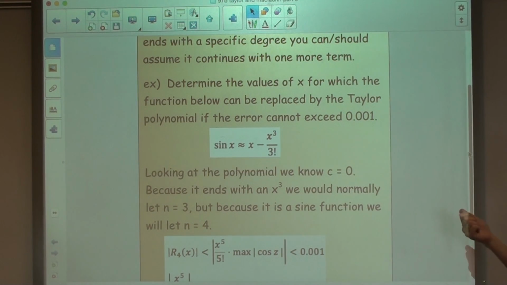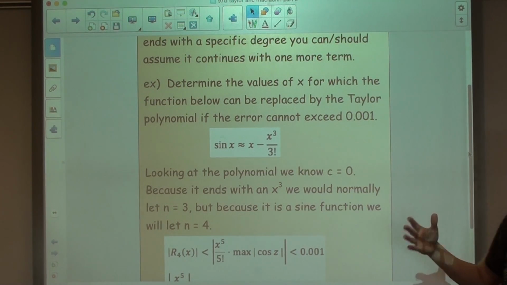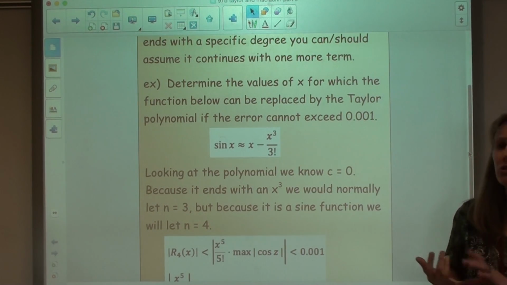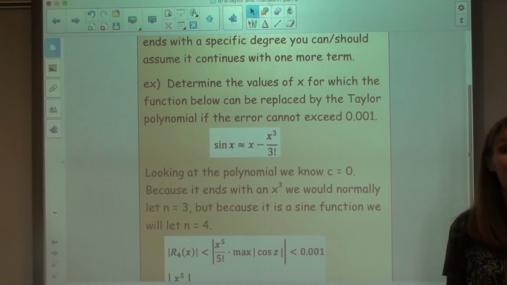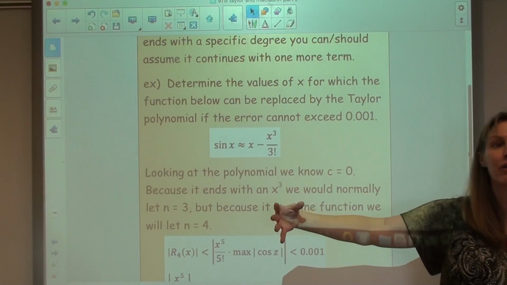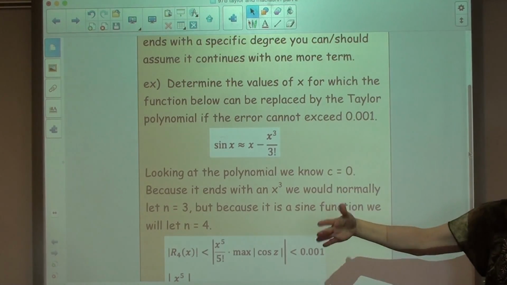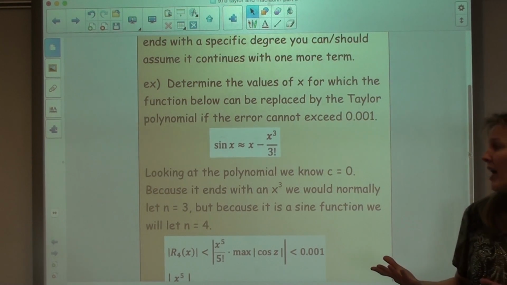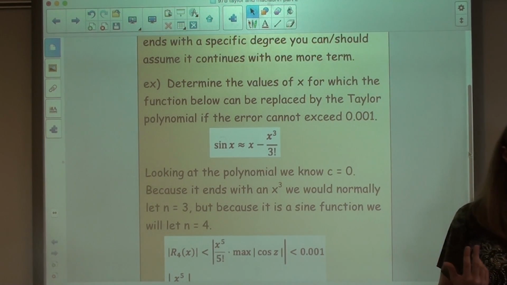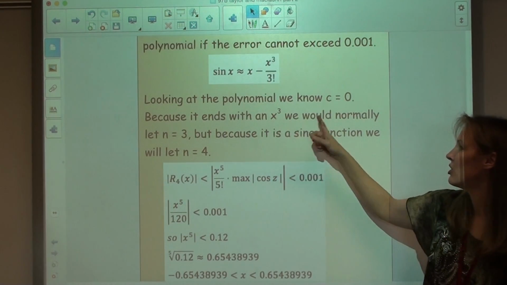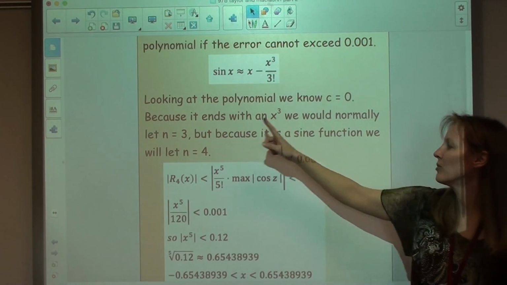So, we want to determine all values of x. This is the last type of problem you're going to see. Now, you know the error, you know c, you know n, you don't know x. So now we're going to find all the different values of x that we can plug in. How far out can we go from the center and still have an error that's less than 0.001? So now we know c, we know n, we don't know x. Here's me writing out how it ends in an x cubed. We normally let n be 3, but because this is sine, we're going to let n be 4.